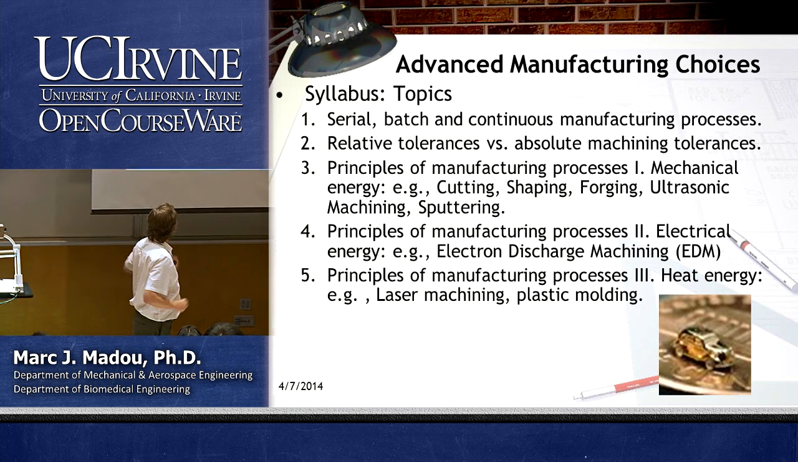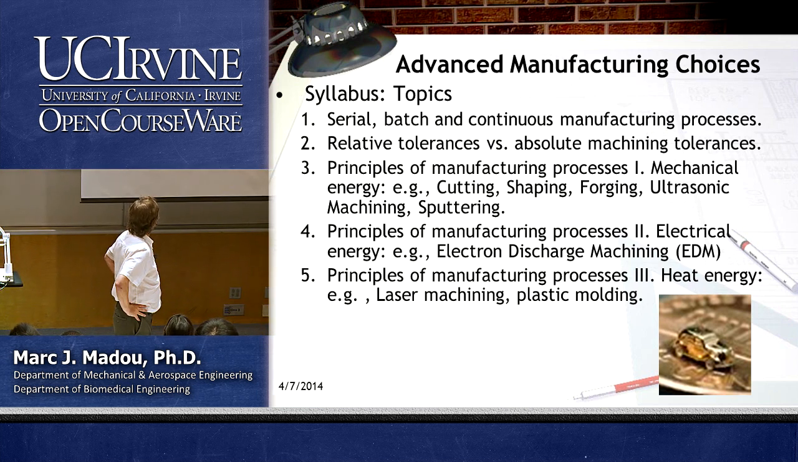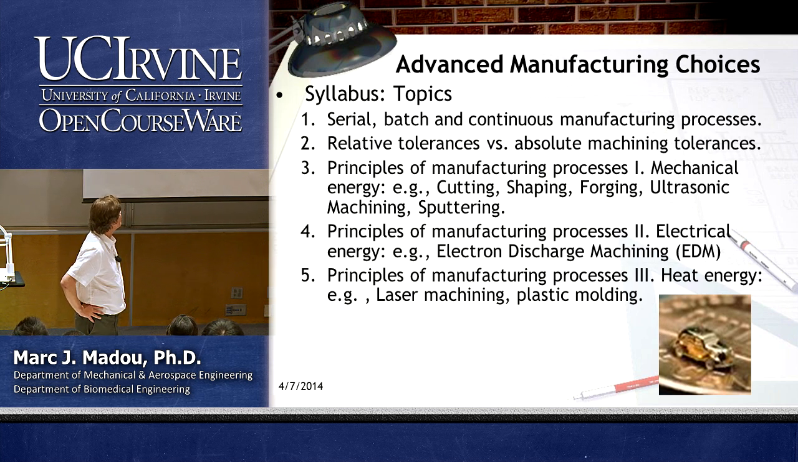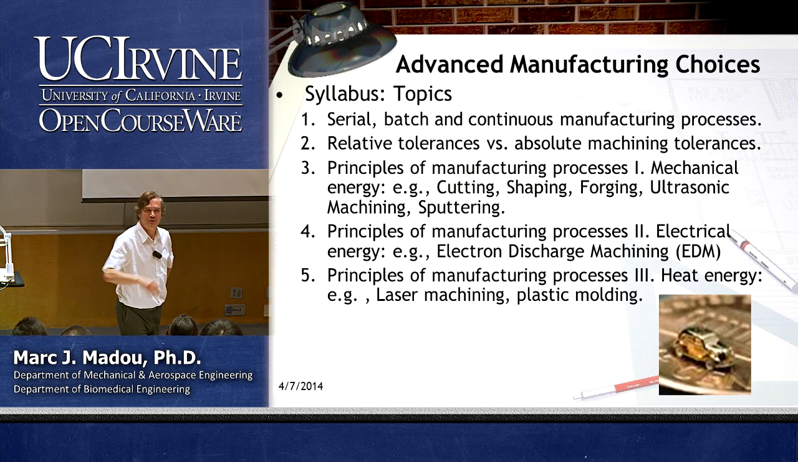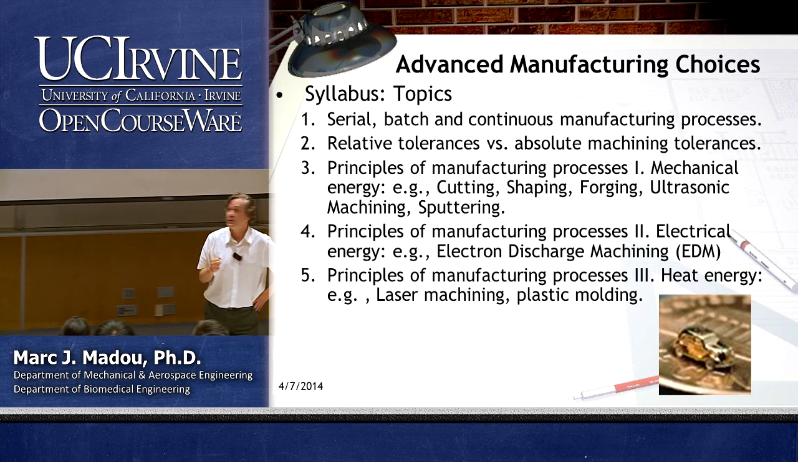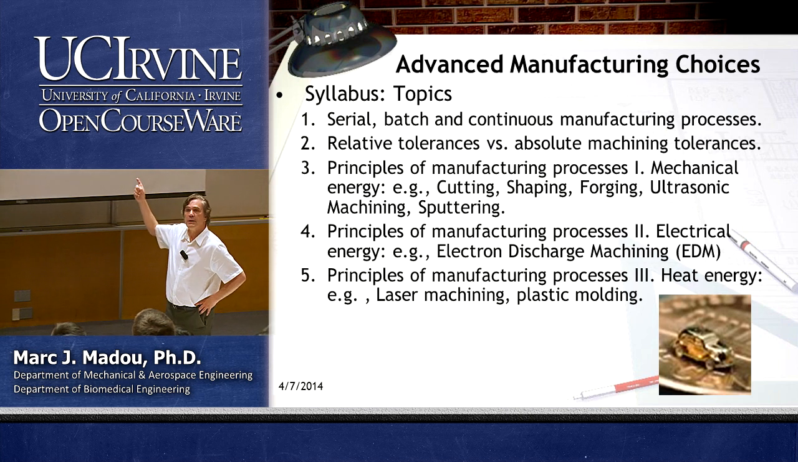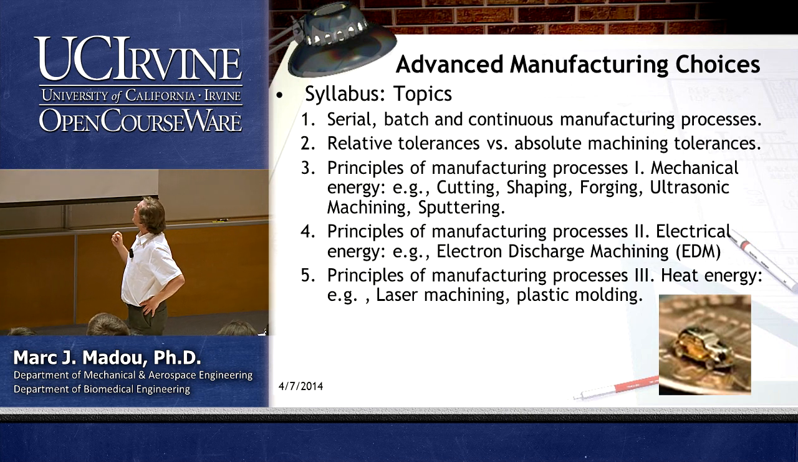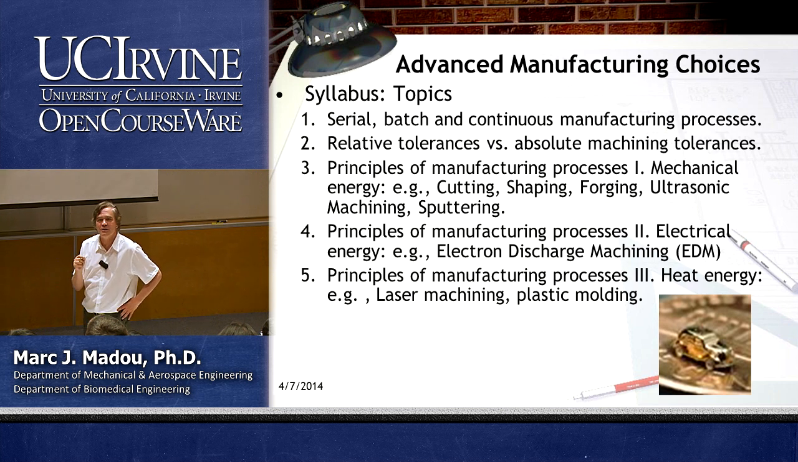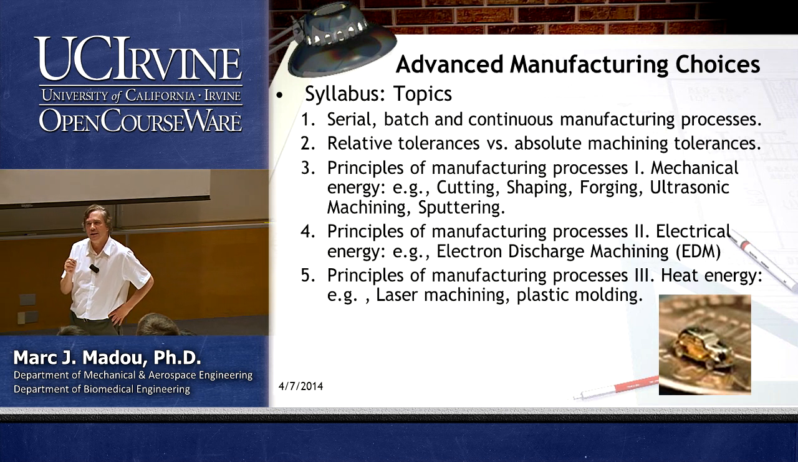And the first topics we're going to cover today, 1 and 2. We're going to tell you about sealed batch and continuous manufacturing processes. I almost could point at someone in the audience and you would be able to tell the difference between those three. But importantly, we're going to talk about relative tolerance versus absolute machining tolerance. And we're going to find some surprising things.